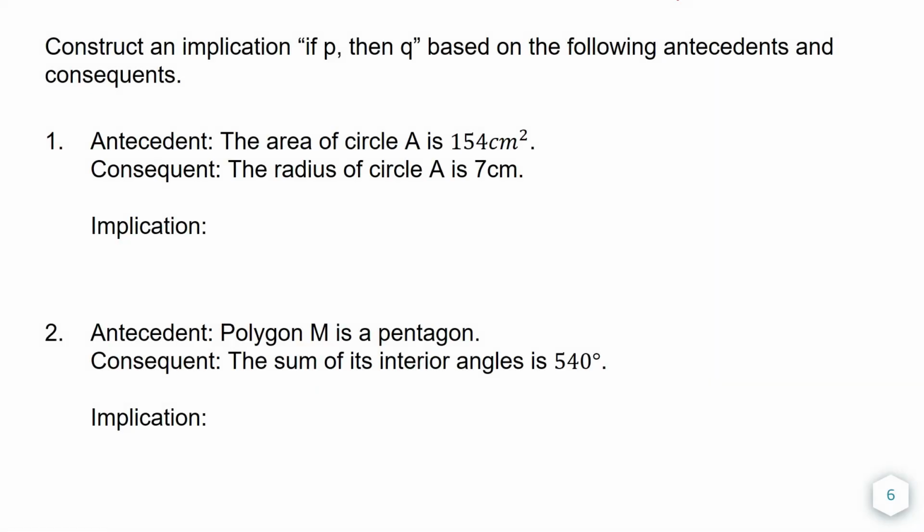Okay, for the next example, construct an implication if P then Q based on the following antecedent and consequent. Okay, we already know the antecedent is P and consequent is Q.